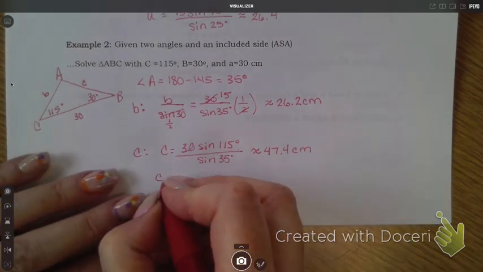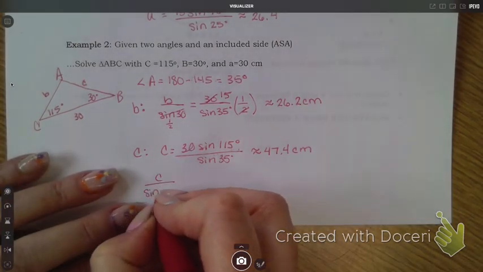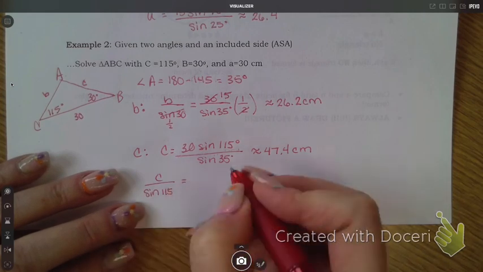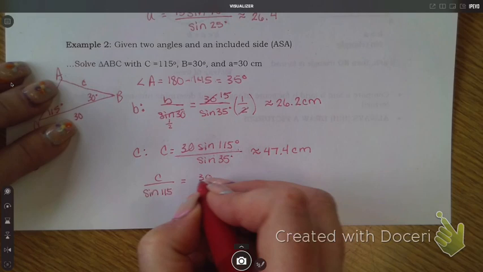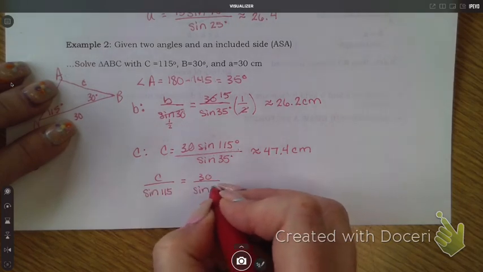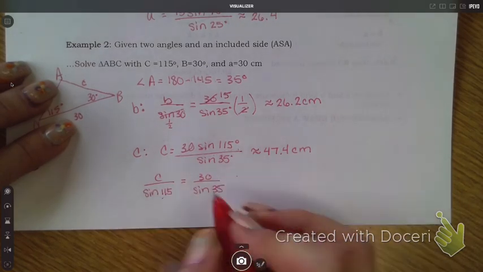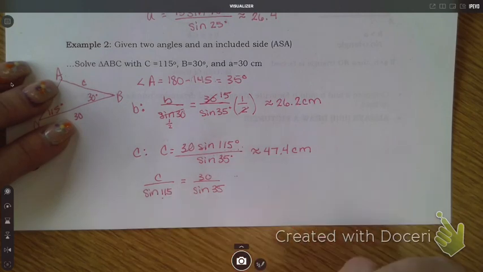So it would be C over the sine of C, which is 115. And your complete set is your A. So sine of 35. Multiply over by the 115, and you get that. Is that what you needed?